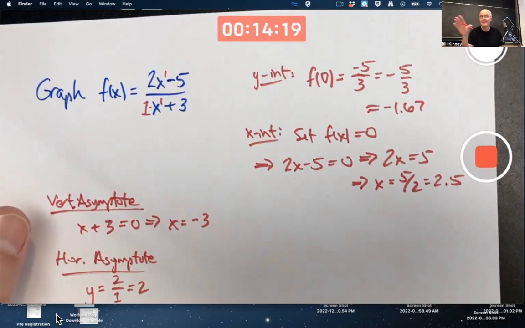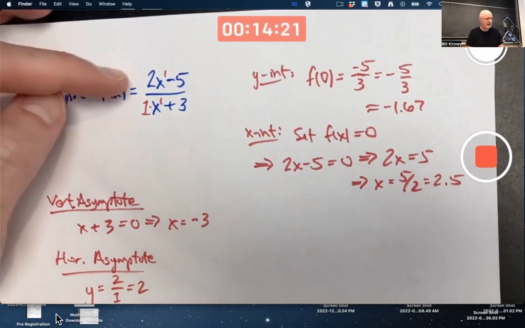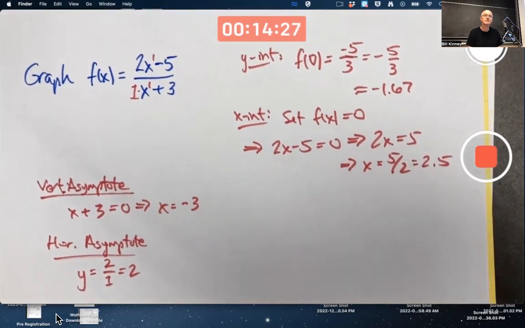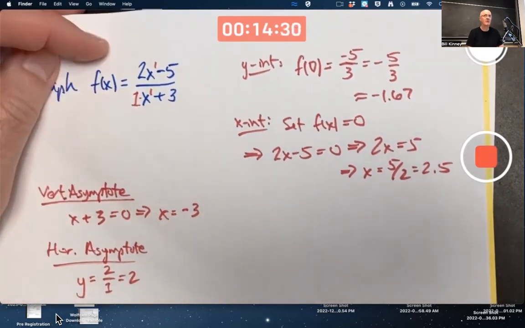We'll talk about y in a little bit here. And if the degree of the top is bigger than the degree of the bottom, then there's no horizontal asymptotes. Question? I just summarized what happens.